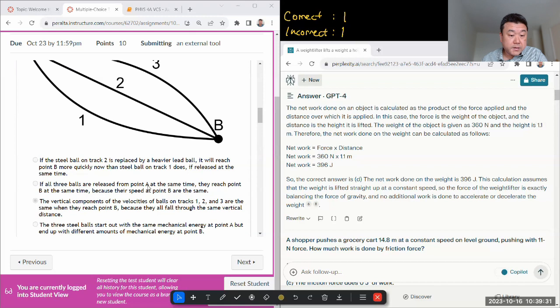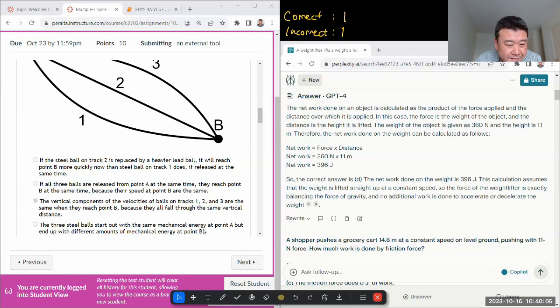If all three balls are released from point A at the same time, they don't reach point B at the same time, because conservation of energy only tells you what their speeds will be here, not how long it takes. That's the portion of the scenario we went through in kinematics. The track one reaches there faster because the ball on track one maintains the higher velocity for longer. And the vertical components are not the same because their directions will be different. They have the same mechanical energy at point A.